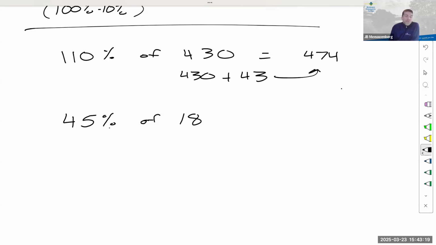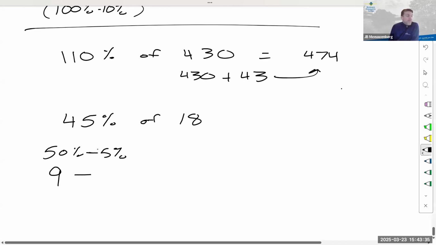This one, did you figure out that 45% is 50% minus 5%? So if we can find 50%, and if we can then find 5%, we can do that subtraction. Well, 50% of 18 is 9. It's half. 5% of 18 would be this 9 and then the decimal moved one spot to the left.